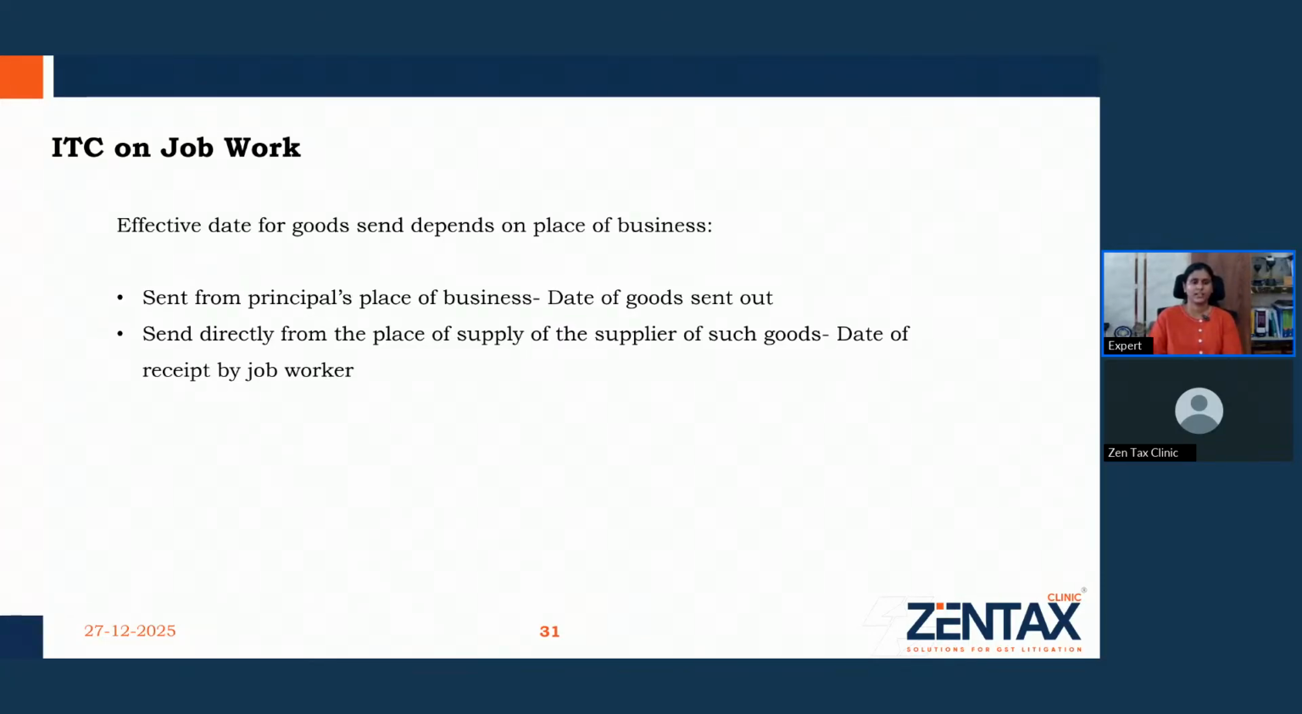As we have seen, the effective date for sending the goods depends on the place of business. If the goods are sent directly from the principal's place of business, then the date the goods are sent out will be the effective date. If it is sent directly from the supplier, then in such a case the date of receipt by the job worker is the effective date.